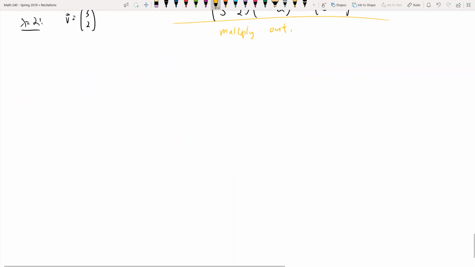Okay, number 10 is this differential equations system.